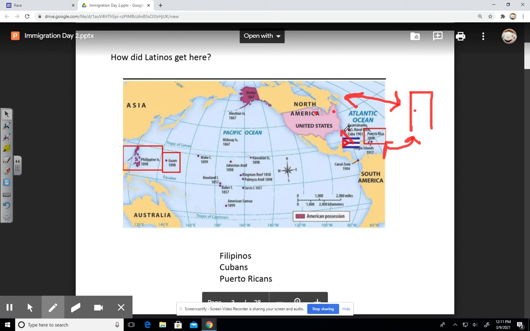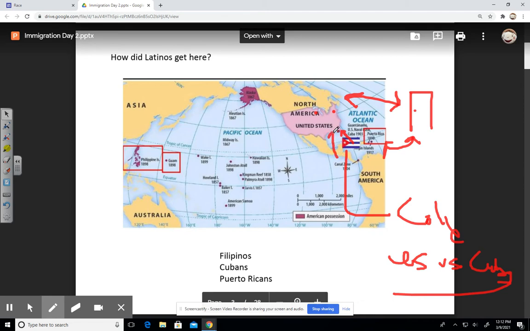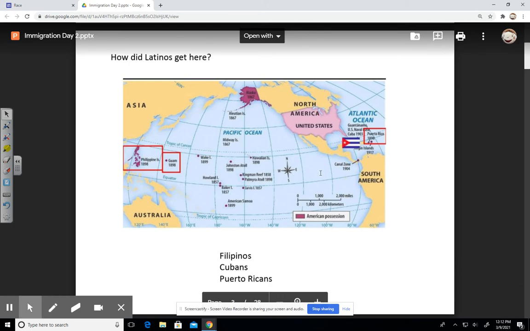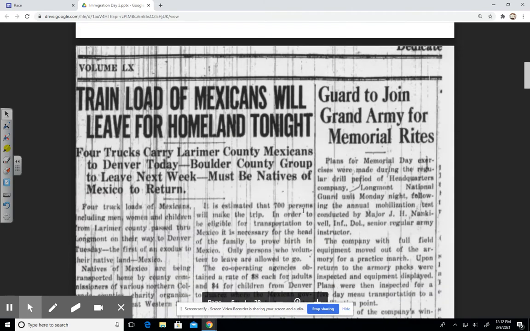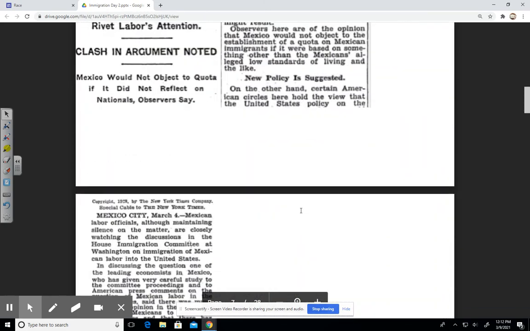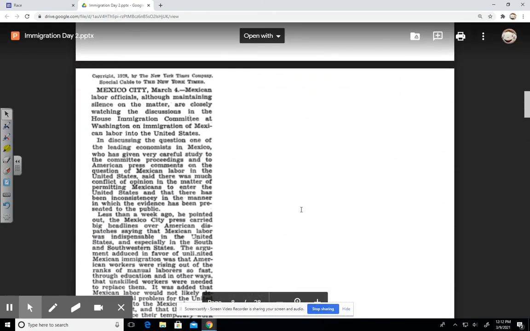Cubans would primarily go to Florida, and that is a result of the Cold War and United States tensions with Cuba, which leads to a situation where any Cuban that is able to get to the United States on U.S. soil can come in and claim as a political refugee. So methods of getting into the United States vary depending on the group we are talking about.